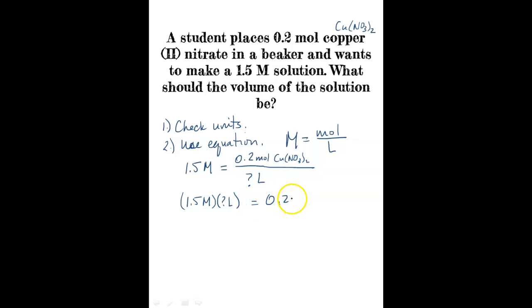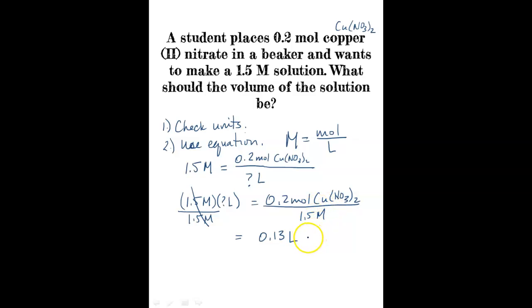Here we go. Equals 0.2 moles CuNO3. Remember, this is our unknown. We want to get it all by itself. So I'm going to divide this side by 1.5 molar, and I'm going to divide this side by 1.5 molar. These cancel out, and my answer is going to be 0.13 liters of solution is what I need to have.